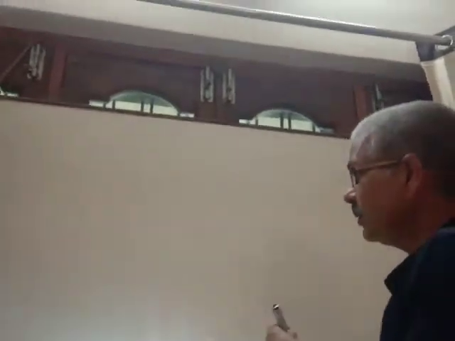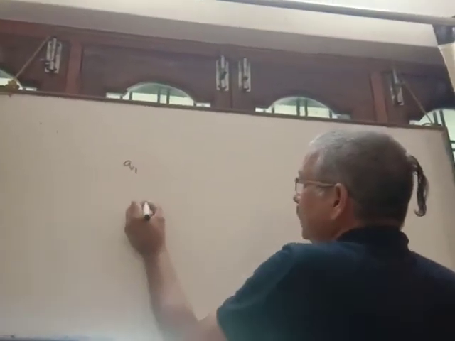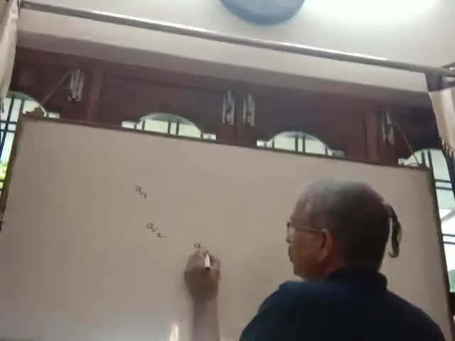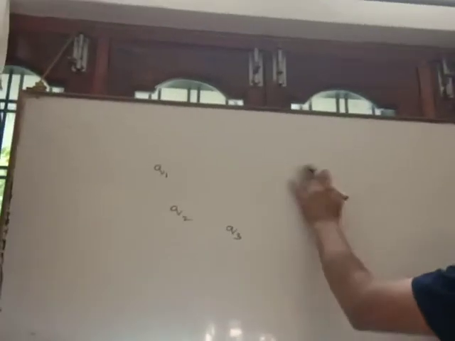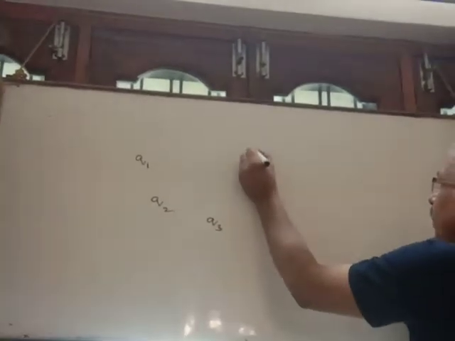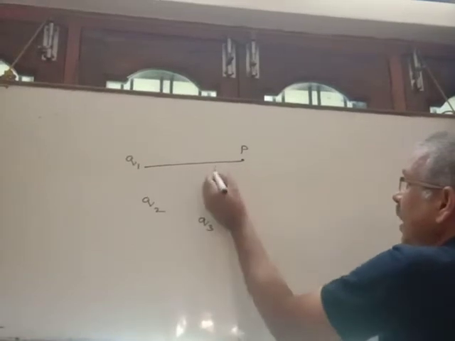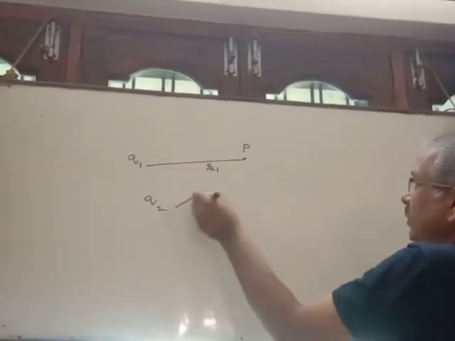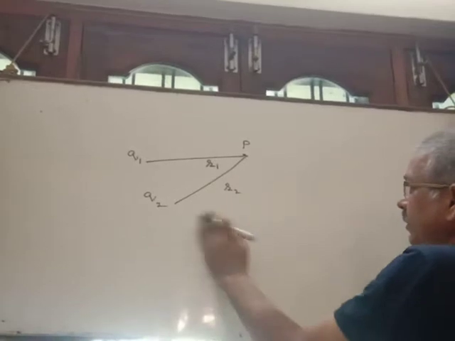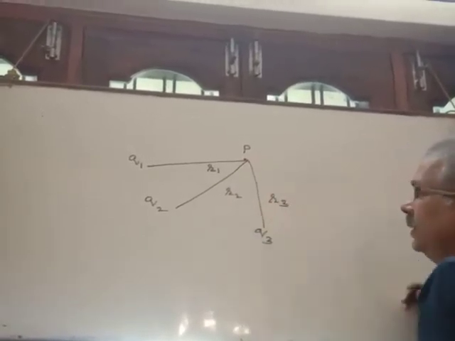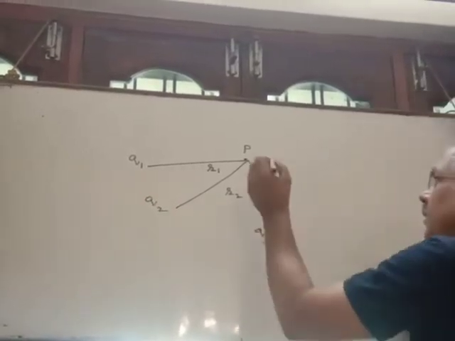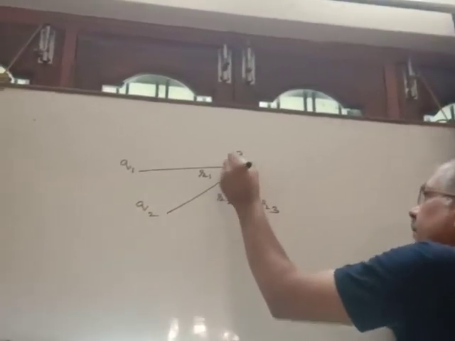Electric potential at a point due to many charges. See here, suppose Q1, Q2, Q3 and so on are the many charges present in space. What is the net potential at point P, which is at distance R1 from the first charge, R2 from the second charge and R3 from the third charge? Each charge will produce its own potential at point P.